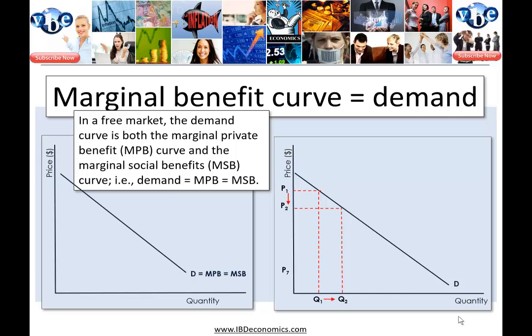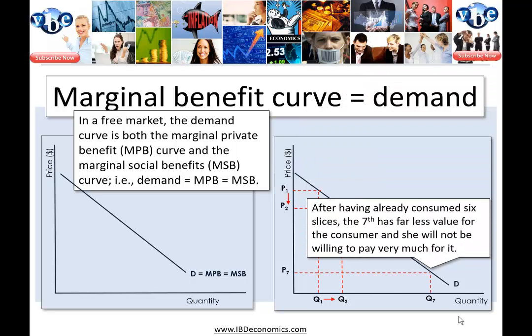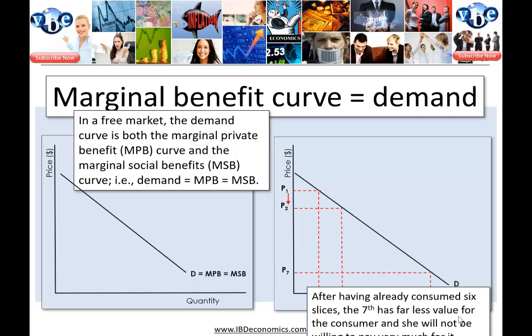So the more we consume, the less satisfaction we gain from it, and the lower the price we're willing to pay for that. So after having already consumed 6 slices, that 7th slice of pizza has far less value for the consumer. If they've already consumed 6 slices of pizza, how much is that consumer willing to pay for that 7th slice? It's going to be far less, because it's not very satisfying at all.